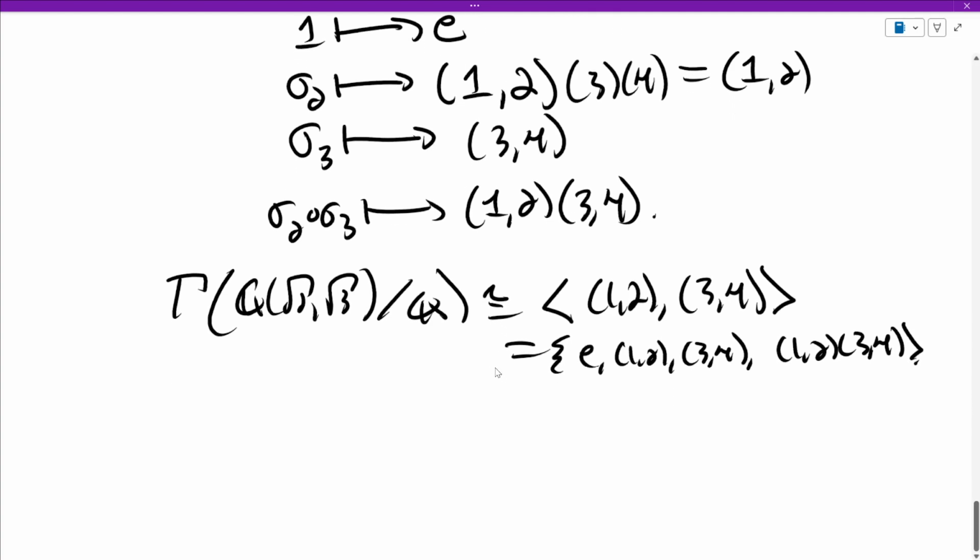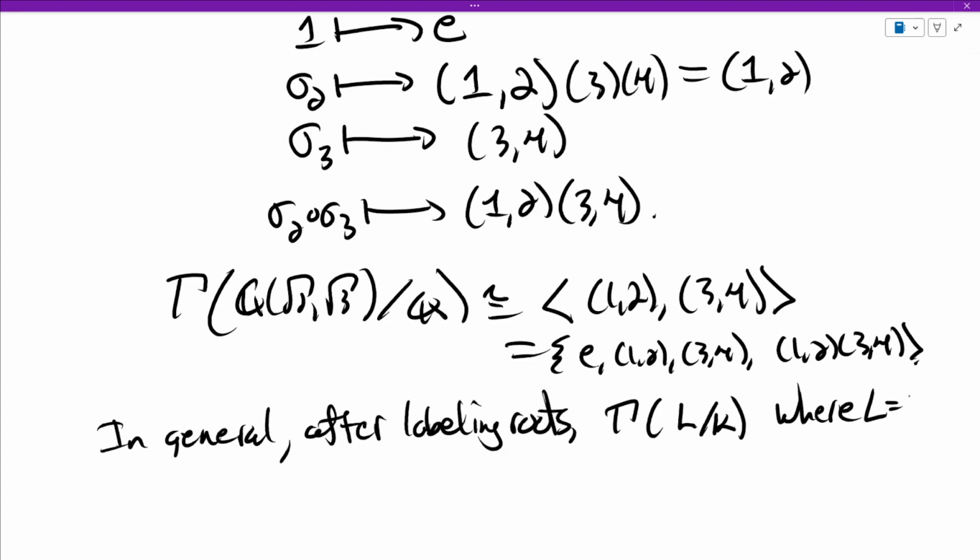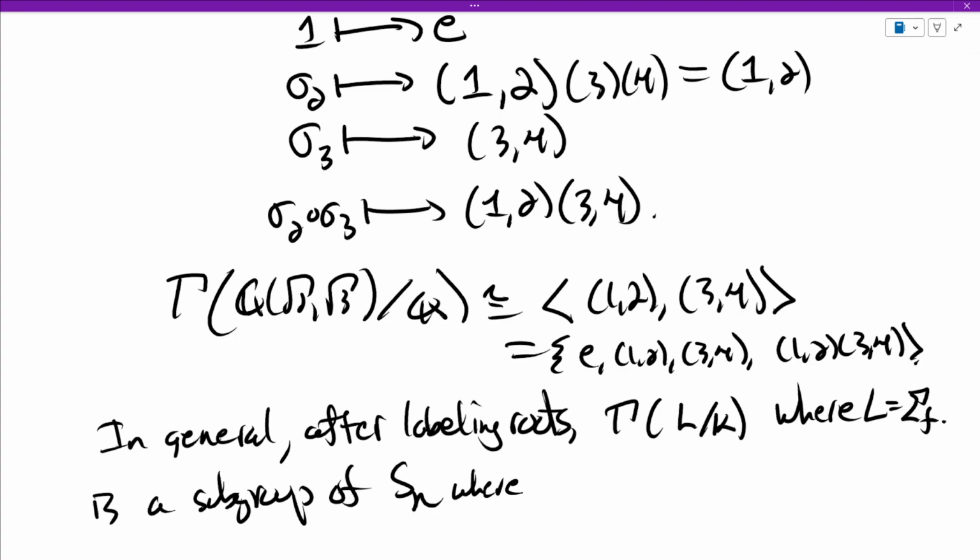In general, after labeling the roots, as we've done in this example, the Galois group of some extension, where L is the splitting field of F, some polynomial F over K, is a subgroup of the symmetric group on n letters, where n is the degree of F. So here our guy was of degree 4, it was a quartic, and we were naturally a subgroup of S4.